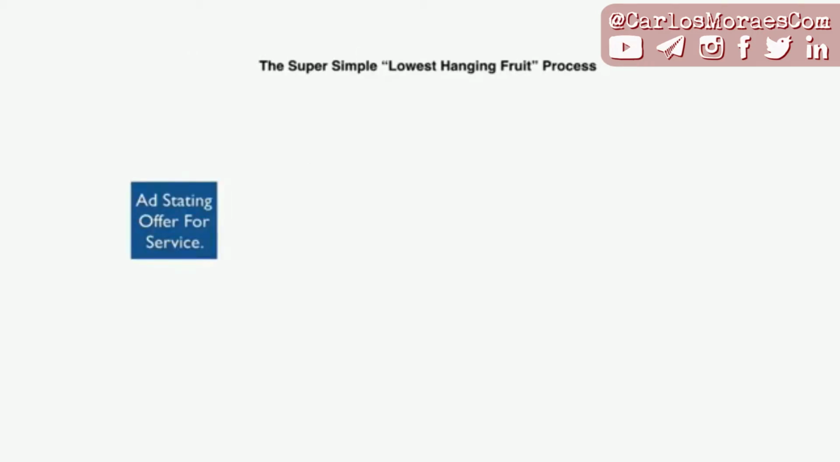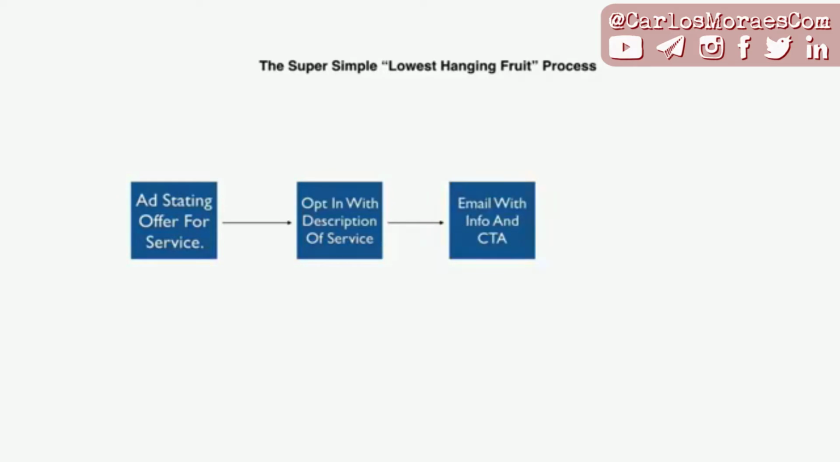So number one, you can run an ad straight to these people stating an offer for the service. I'll show you an example in a minute. And then they see the ad and they opt in. There's an opt-in page, rather, that has a description of the service. Like, here's how it works. If you're interested, opt in. And then you email them with info like, okay, here's the details on it, and click here if you want to either talk to me or if you want to give me some money. And then you either close them on the phone or by email. Super simple.